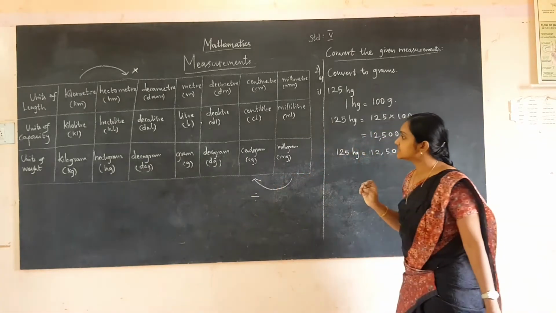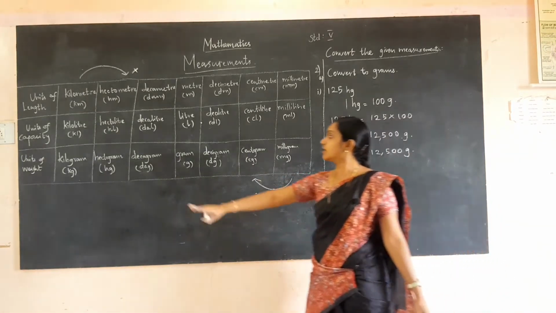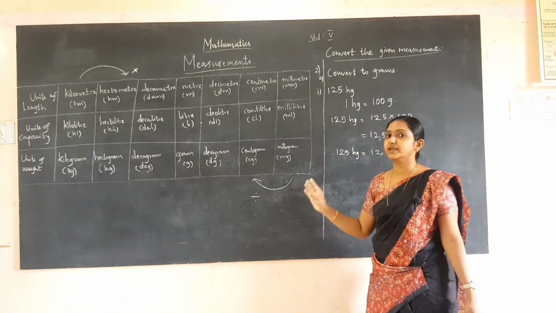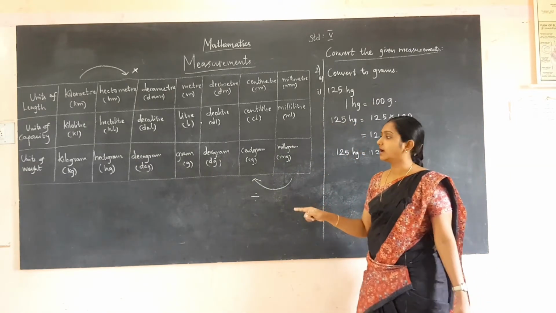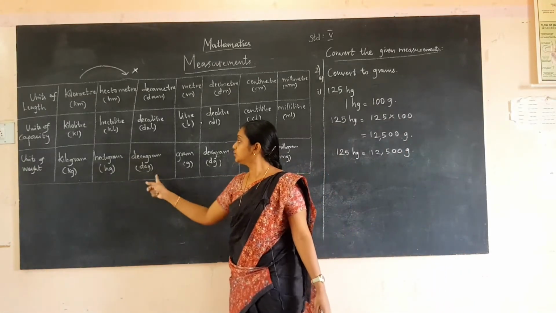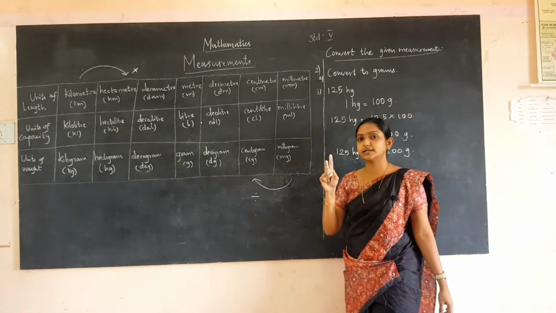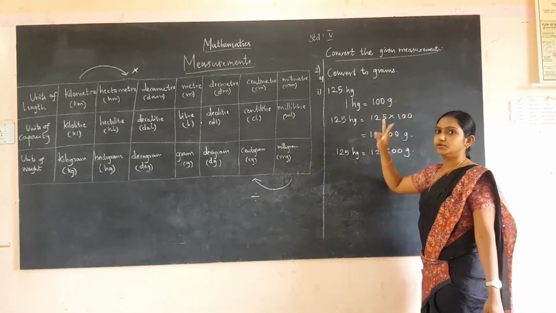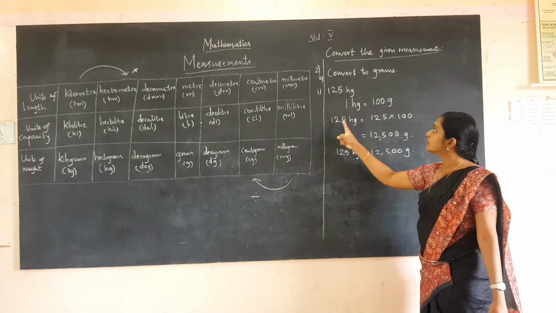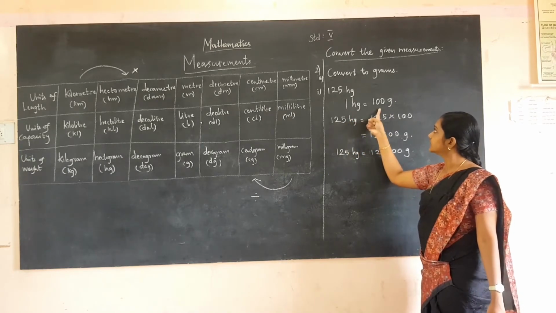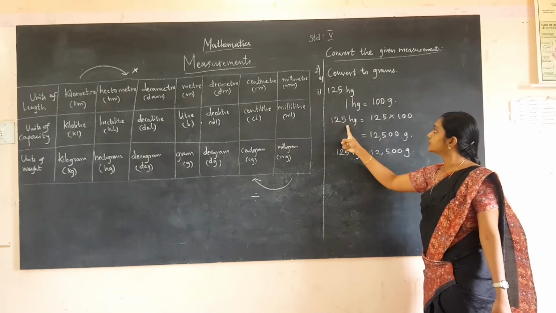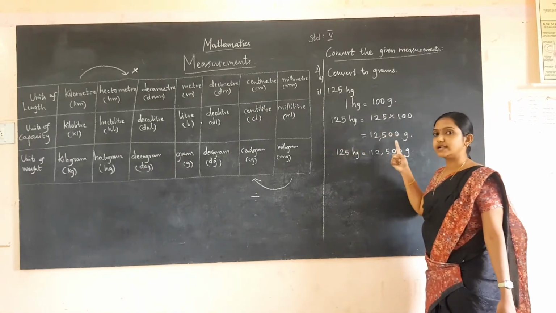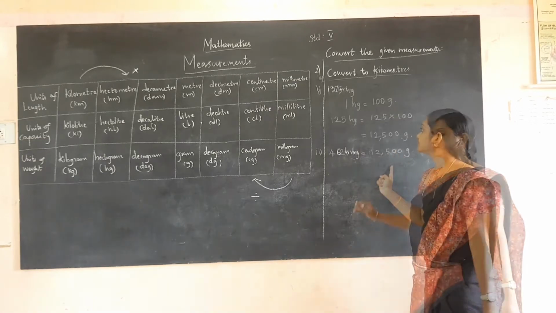Hectogram to gram means we are just converting from larger unit to smaller unit. Larger to smaller means we have to multiply. We are converting 2 places. So we have to consider it as 2 zeros. So 1 hectogram is equal to 100 grams. Then for 125 hectogram we have to multiply 125 by 100. So the answer is 12,500 gram.